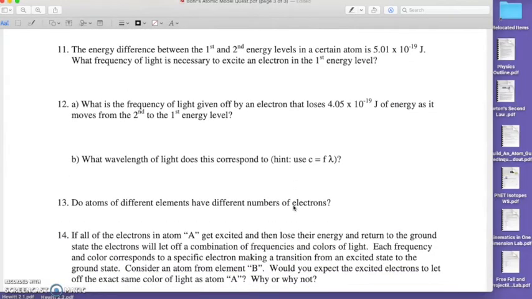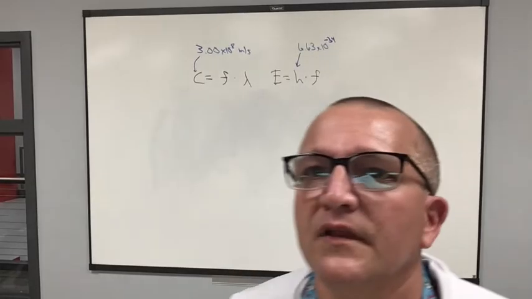12. What is the frequency of light given off by an electron that loses 4.05 times 10 to the negative 19 joules of energy as it moves from the second to the first energy level? Do it now. And part B, what wavelength of light does this correspond to? We will do that one now.